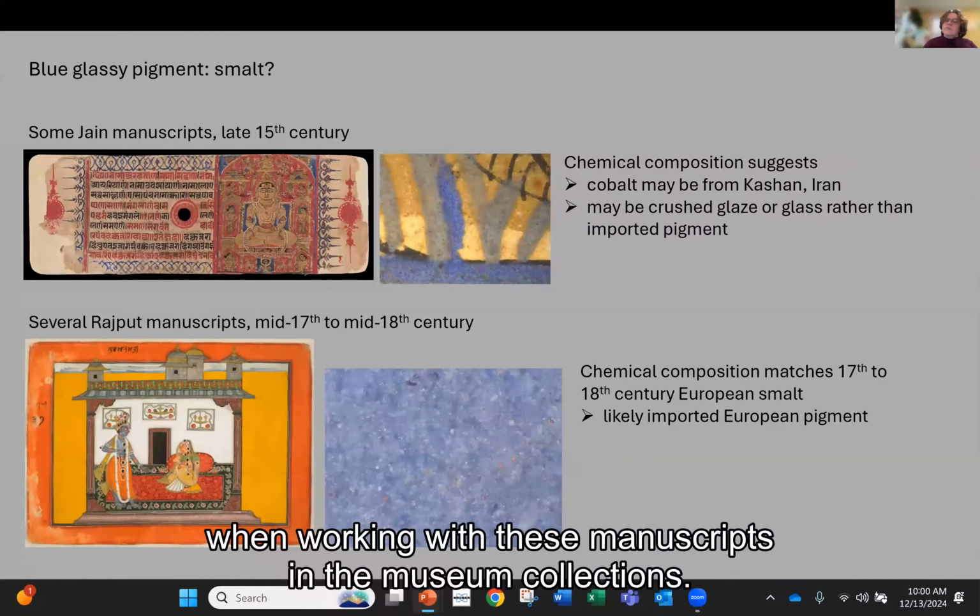The fact that it stops being used from the mid-18th century is actually consistent with the fact that smalt becomes a lot less popular in Europe at around the same time, with Prussian blue really taking over.